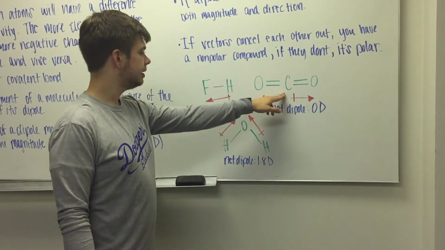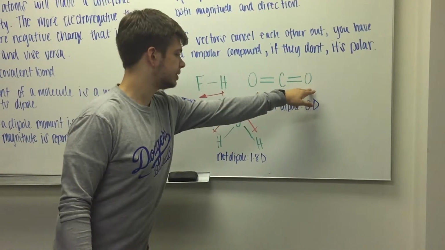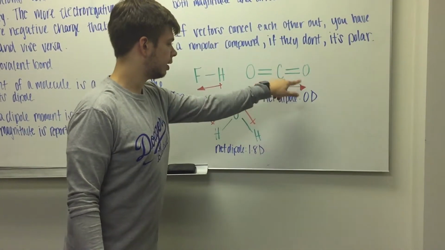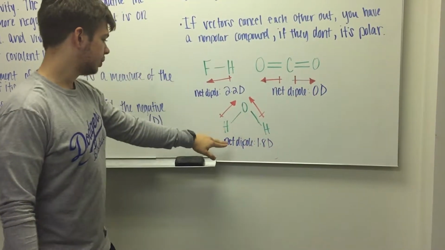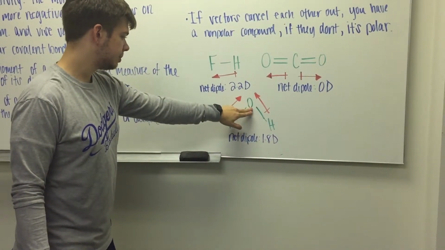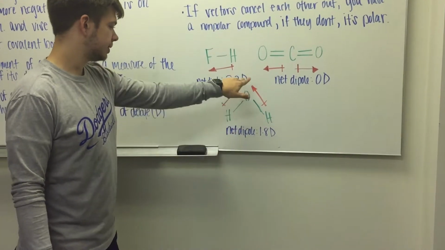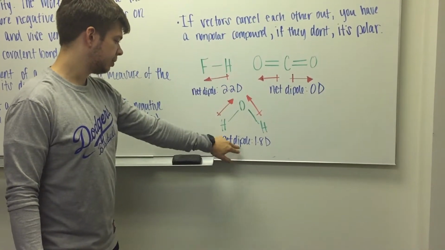And in this one, we have an example of them canceling each other out. The carbon is bonded to 2 oxygens, which both have a vector going opposite ways, so it cancels each other out, so it has a net dipole of 0. And in this one, we have water, in which oxygen is the most electronegative, so it pulls the electrons toward it and has a net dipole of 1.8 debye.